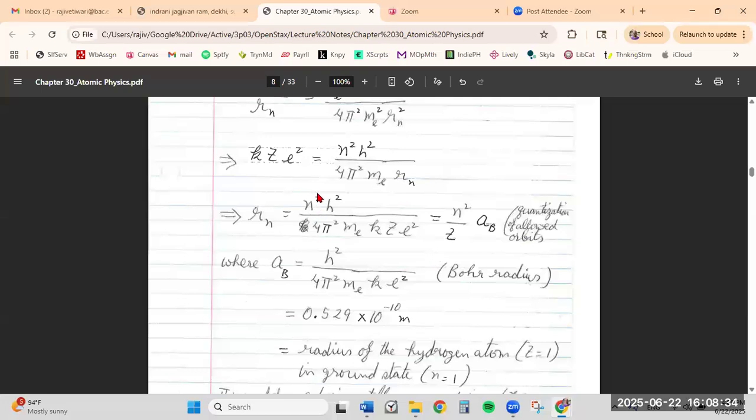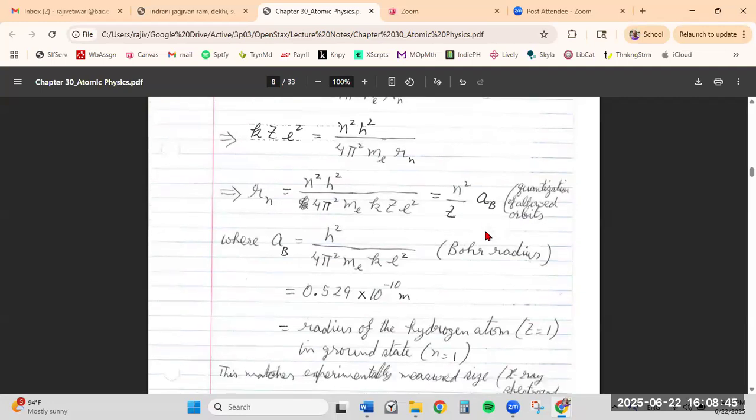Now, if you take out the n squared and the Z part of this expression, the rest of it is a constant which we can represent by AB, A with a subscript of B, B for Bohr. So this equation Rn equals n squared over Z times AB represents a quantization of allowed orbits. So n, remember, is an integer.